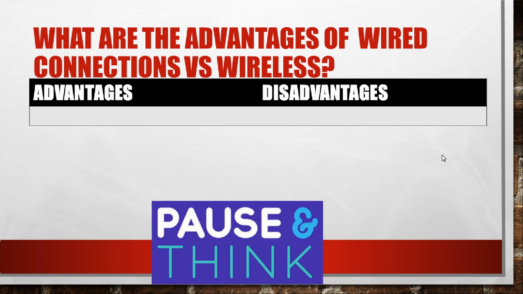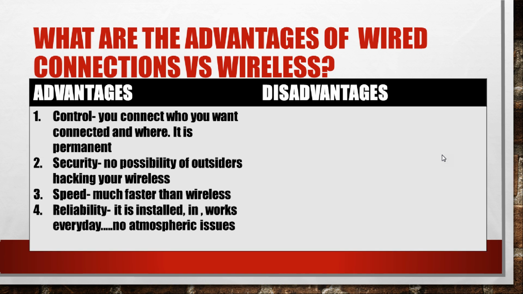Next classic one is, what are the advantages of wired connections versus wireless? Another classic one. So advantages of wired connections versus wireless. So wired connections, you get better control, because you're basically putting the cables into the computers that you want to use. It's permanent. If you have 30 computers, you have 30 cables connecting those computers to the switch or the server, whatever, and that's that.